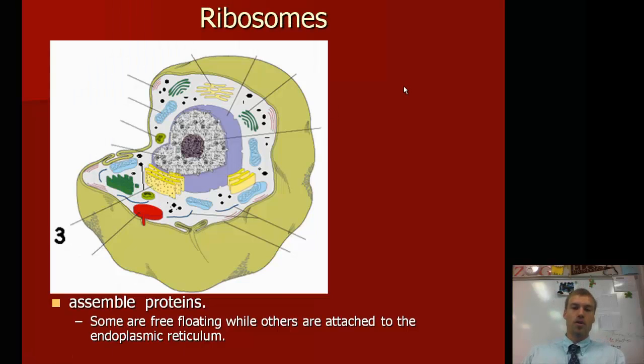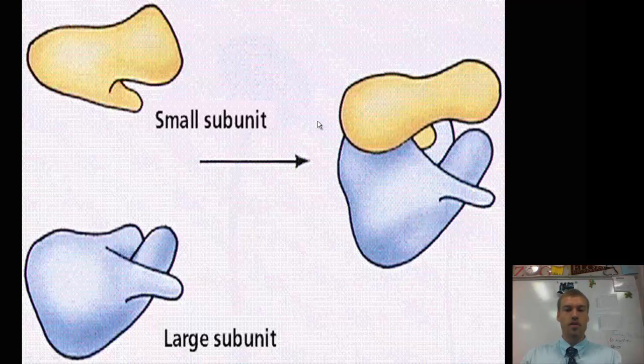So your ribosomes are what are going to be assembling your proteins. They're going to put them together, and we're going to talk a lot about ribosomes once we get into our next unit with DNA, because protein assemblage is one of the major things that we're going to learn about in biology. But your ribosomes are made up of two units. They have a large subunit and a small subunit, and they actually kind of come together in order to do their function.